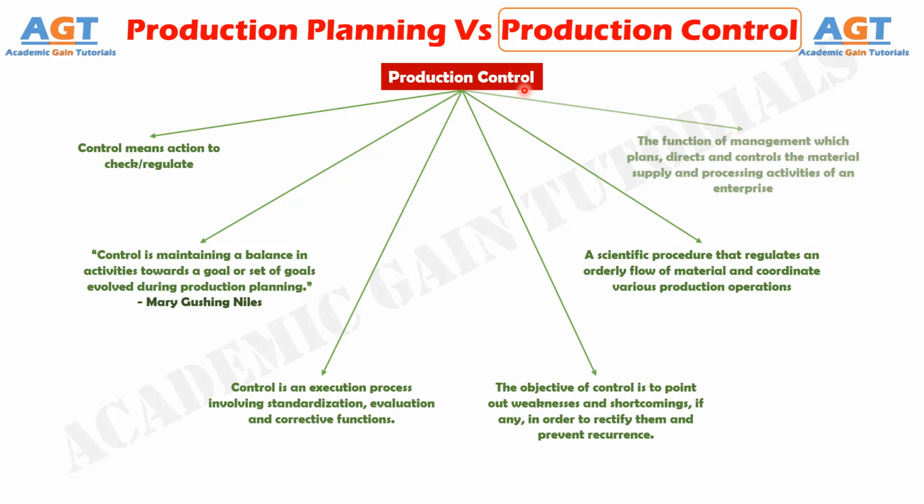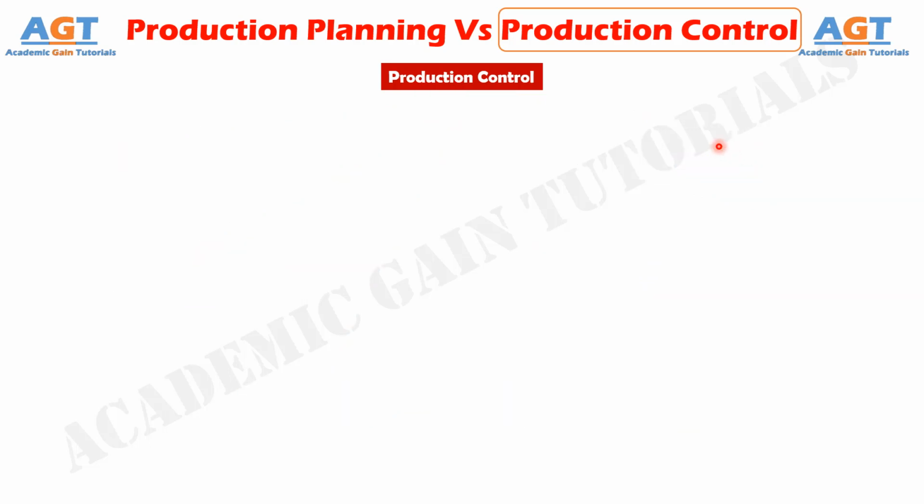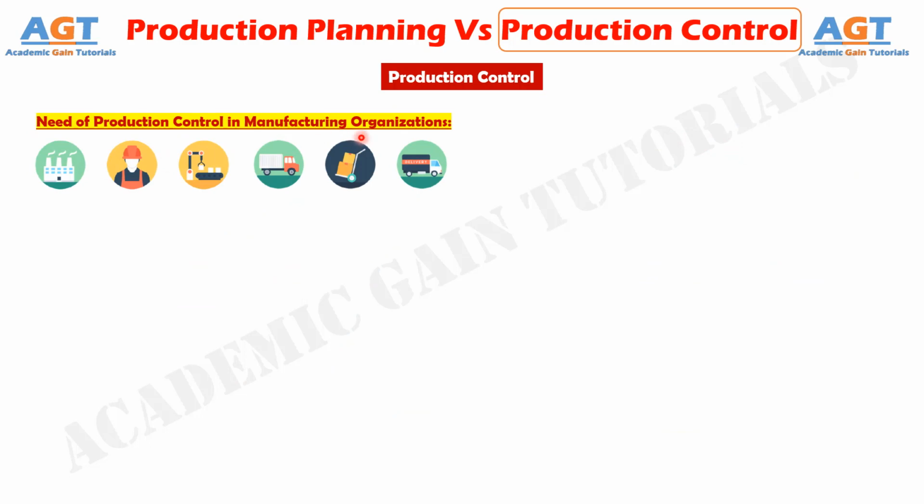Alternately, production control is the function of management which plans, directs and controls the material supply and processing activities of an enterprise, so that specified products are produced by specified methods to meet an approved sales program. It ensures that the activities are carried out in such a way that the available labor and capital are used in the best possible way. So, what is the need of production control in manufacturing organizations?